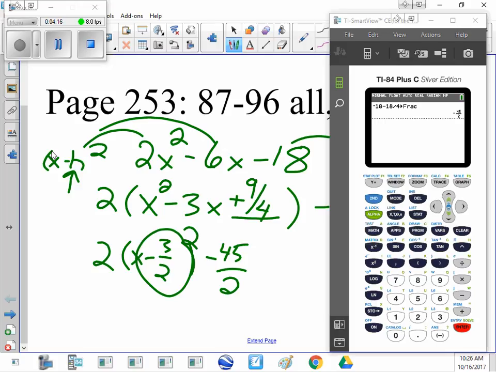93. A quadratic function may have more than one y-intercept. False. That means it would not be a function, and all quadratics are functions, so that can't happen. 94. A quadratic function may have more than one x-intercept. True. And then 95, for the general quadratic equation, ax squared plus bx plus c, show that the vertex is h comma k. Oh, yeah, we don't want to do that. Throw that one out. Let's cross it out.